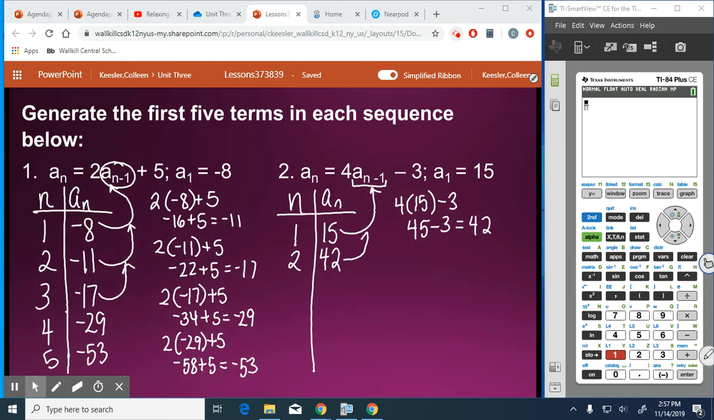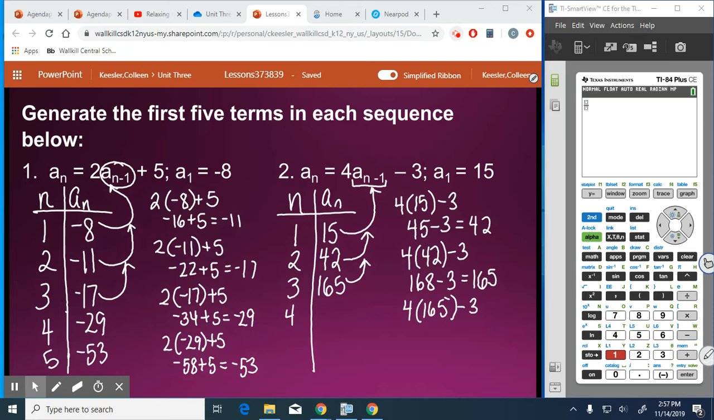And then I replace the a of n minus 1 with 42. So 4 times 42 minus 3 is 168 minus 3, or 165. So the third term is 165. To get the fourth term, I put the 165 in for a of n minus 1. So that's 4 times 165 minus 3.